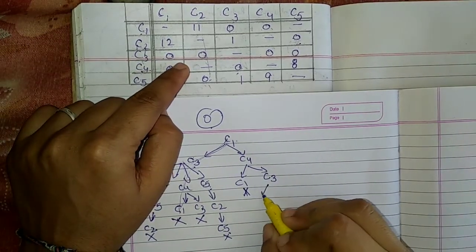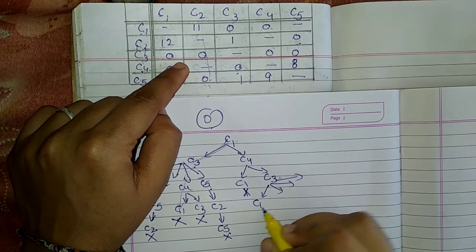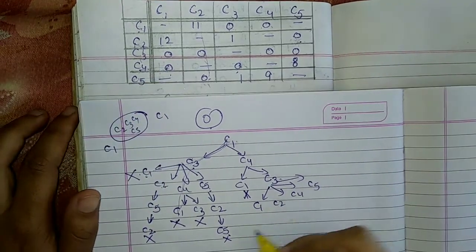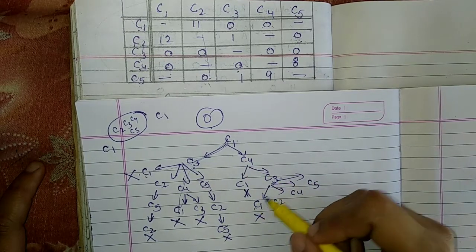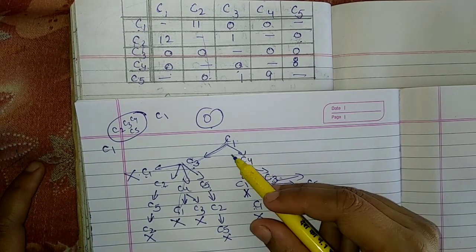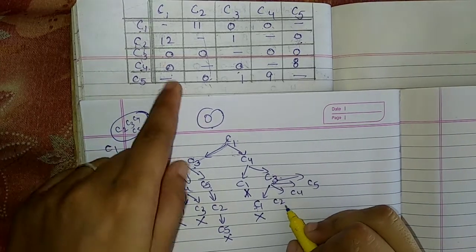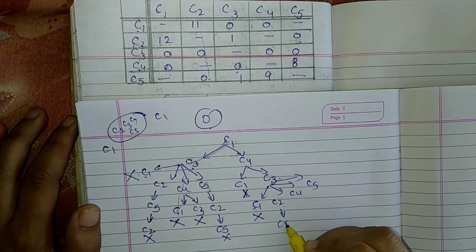C3 has 4 zeros: C1, C2, C4 and C5. C5 is unfavorable because C2 and C5 are not covered here. C2, there is only 1 zero, at C5.